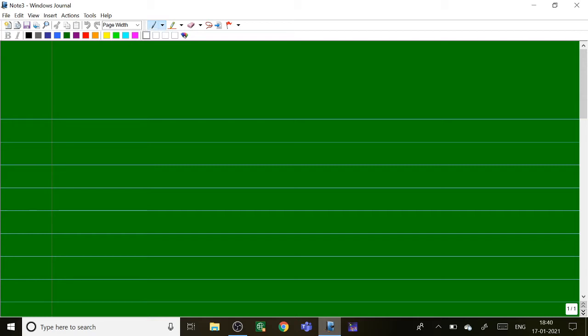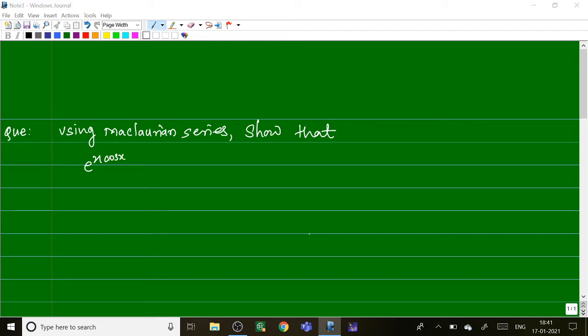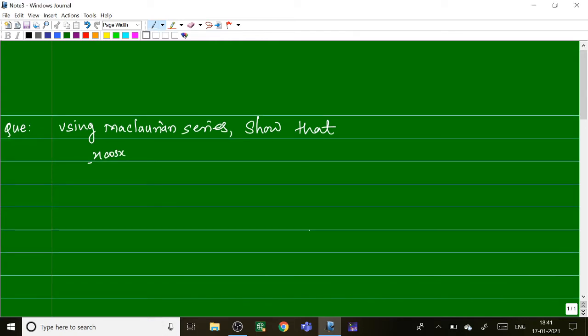So first example is: using Maclaurin series, show that e raised to x cos x, where x cos x is the index of the exponential, e raised to x cos x is equal to 1 plus x square by 2 minus x cube by 3 plus and so on.